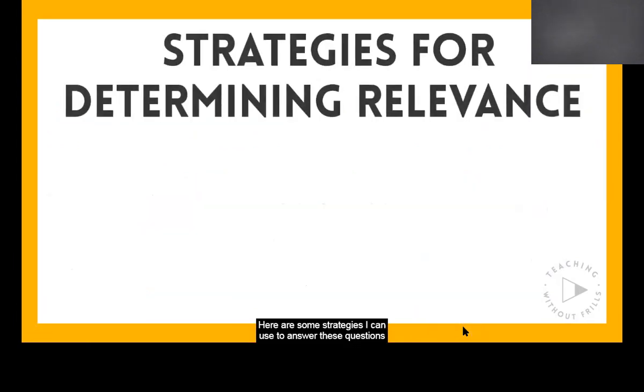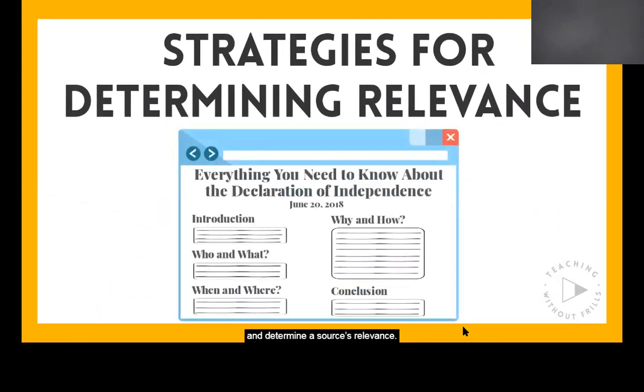Here are some strategies I can use to answer these questions and determine a source's relevance. Look at the title of the source. Read the introduction or conclusion. Read the headings, subheadings, or chapter titles. Skim the first paragraph after a relevant heading. And check the date of publication for secondary sources.